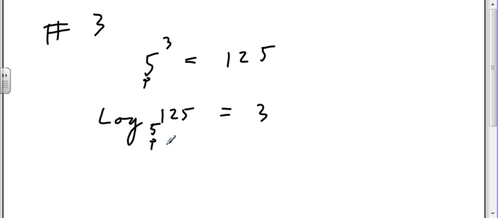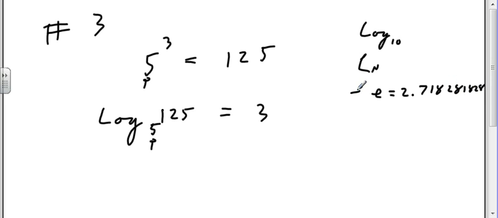Now, my calculator will only do log base 10, which are known as common logs, and natural log, which is base e, which is 2.718281828. And e is a transcendental number. It never repeats itself. It never quits. It goes on forever. So that's just one of those things. But those are the only two things my calculator is going to do. I'm not going to be able to do logs other than common logs or base e.